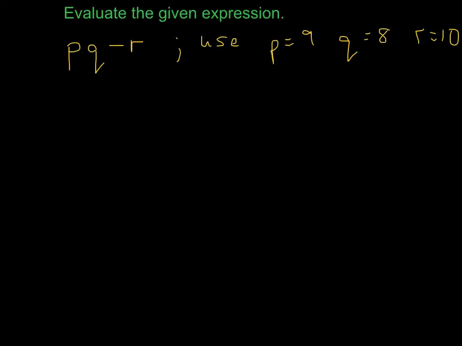So our first problem here, the directions say to evaluate the given expression. There's no solving. We just take this as far as we can go. And here's our expression, PQ minus R. And it says to use 9 for P, 8 for Q, 10 for R. So I'm just going to rewrite that. All right, so instead of writing P, I write 9 because P is worth 9. So on and so forth for Q and R.